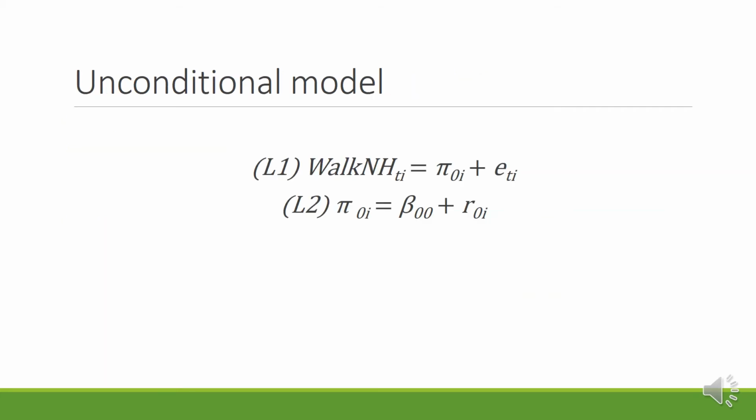Here's the unconditional model, and as you might notice, this is an unconditional means model because there's no hypothesis that there's a change over time. There's a hypothesis that there's a relationship between the high temperature of the day and the walking that happens in the neighborhood on that day.